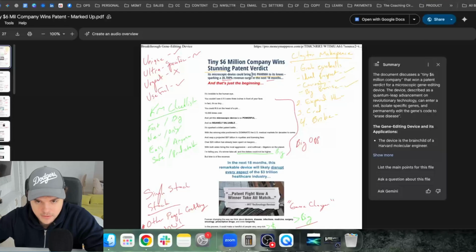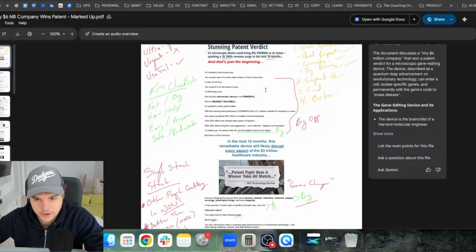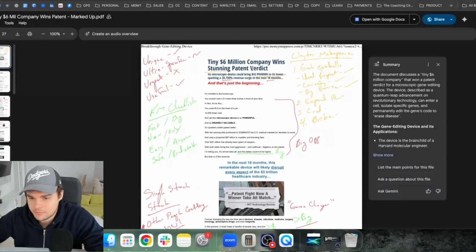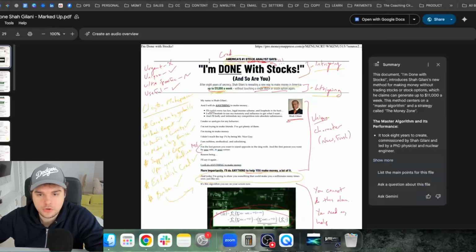It's a microscopic device that could bring big pharma to its knees, right? Sparking a 700% revenue surge in the next 18 months, right? Disrupt every aspect of the $3 trillion healthcare industry.